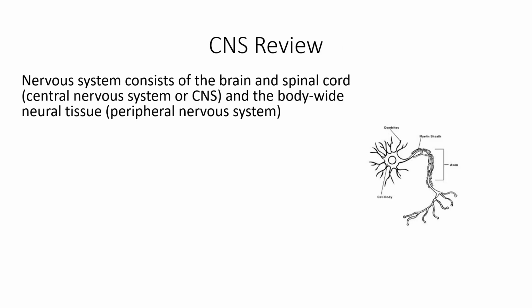Let's talk about the central nervous system real quick. I'm not going to get into too much detail. The central nervous system consists of the brain and spinal cord. Any body-wide neurotissue falls under the peripheral nervous system. So all of the nerves and neurons outside of the brain and spinal cord are in the peripheral nervous system.